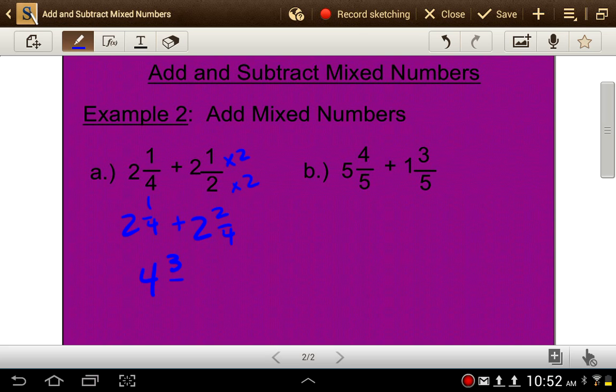The denominator 4 stays the same. You never add or subtract the denominators. They stay the same. And that's 4 3/4. You always look to see if it can be simplified. This one cannot, so I can move on.